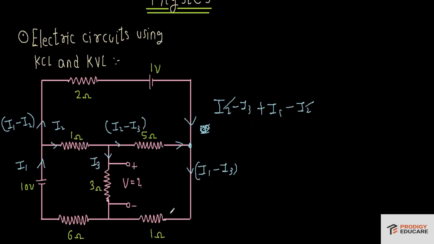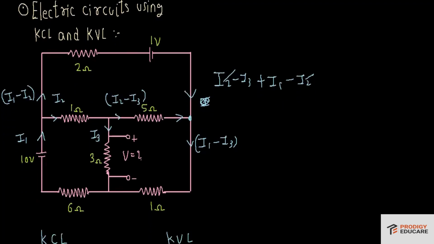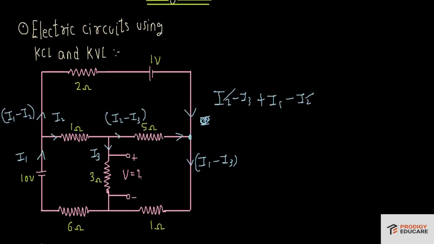Perfect. So using KCL, what we have done is we have found all the branch currents, obviously in terms of I1 and I2 and I3. Now we'll be actually calculating the values of I1, I2, I3 using KVL.